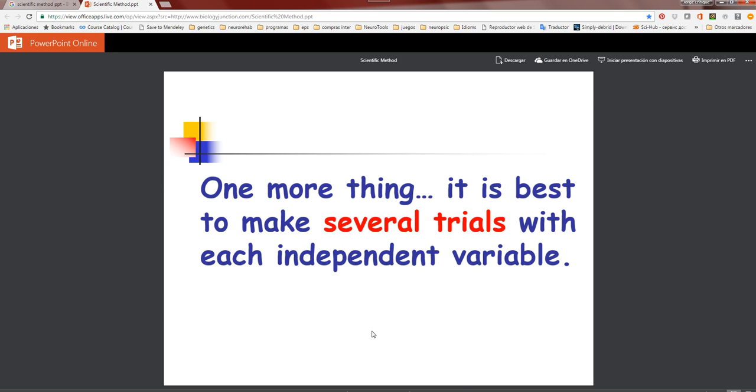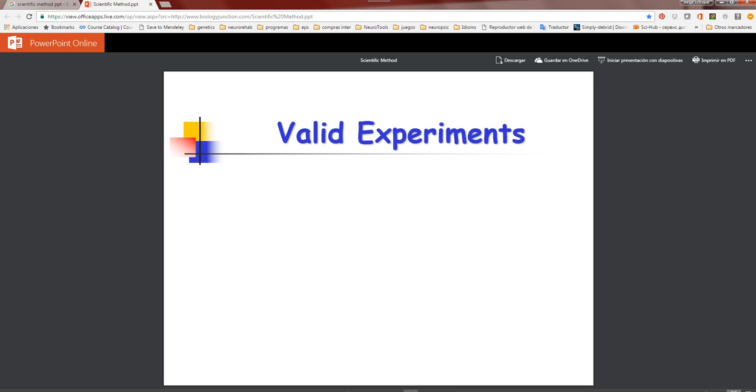One more thing. As I told you before, it is best to make several trials with each independent variable. Why? In order to reach validity. If you have only one register, you can be skewed or biased, and you may reach a wrong conclusion about your experiment. That's why it's quite important to make several trials in order to consolidate the data.